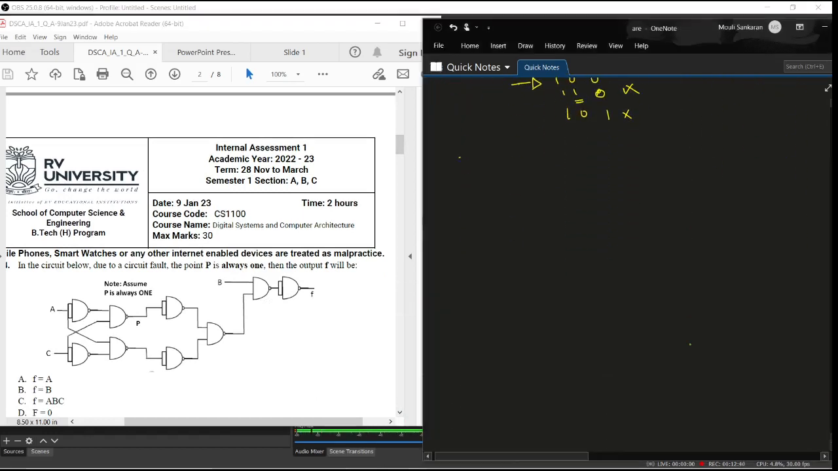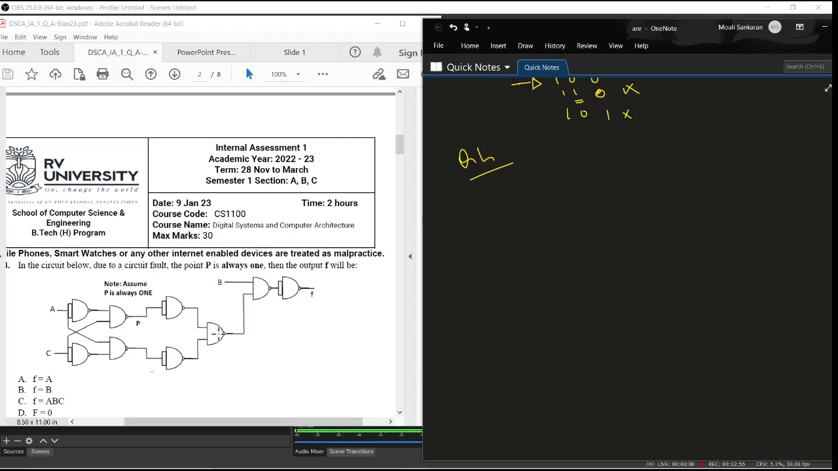Question number 4. In the circuit below, due to a circuit fault, the point P is always 1. Then the output F will be. Now F is given in terms of the inputs A, B, and C.